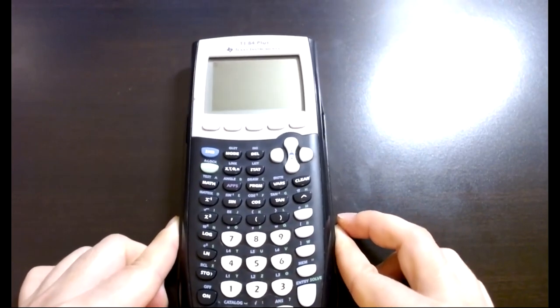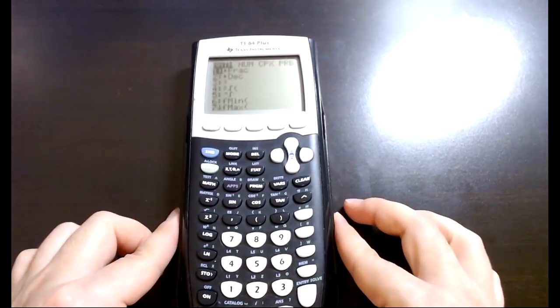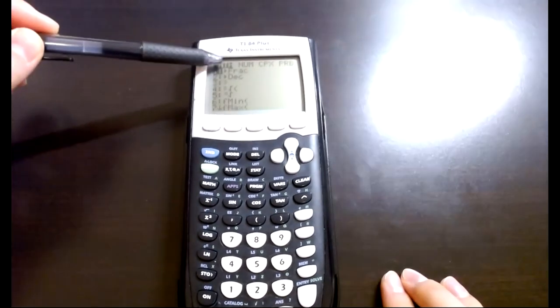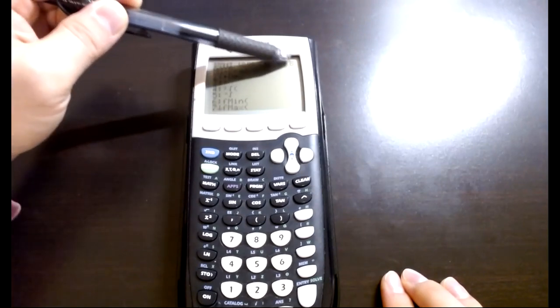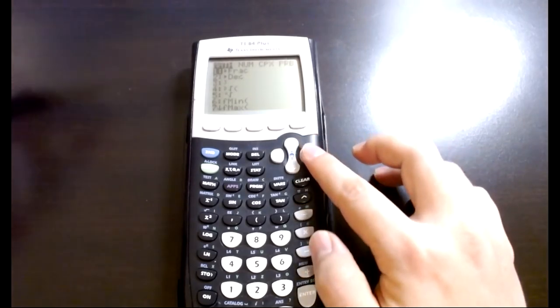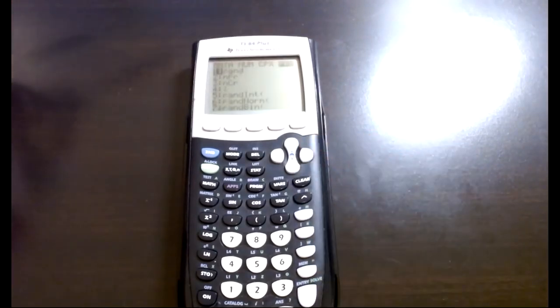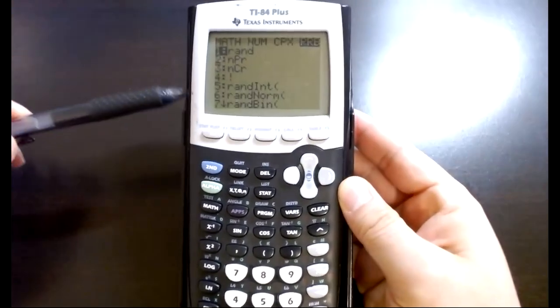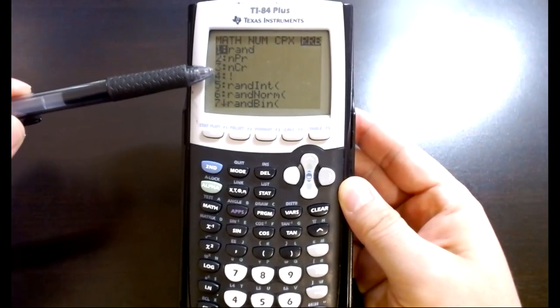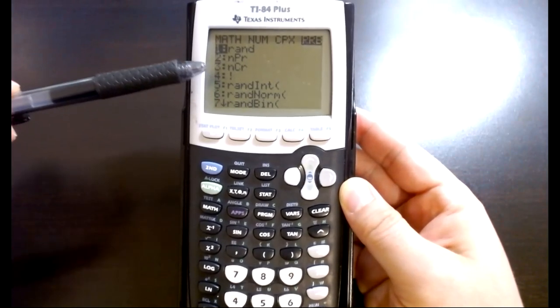So now here we go to the math menu. Then you can see there are 4 tabs: math, number, and complex, and then PRB, which means probability. So PRB stands for probability. So we go to the PRB tab. Then you can see number 2 is nPr, and number 3 is nCr. The exclamation mark is a factorial.